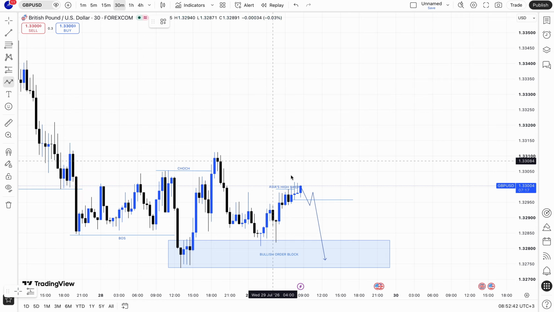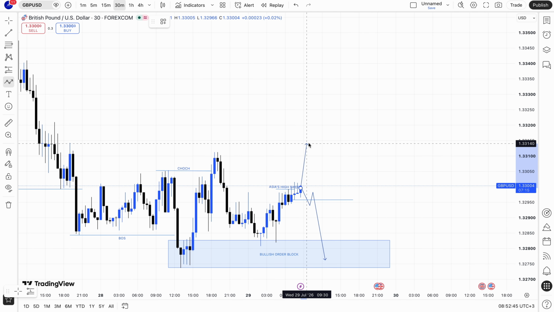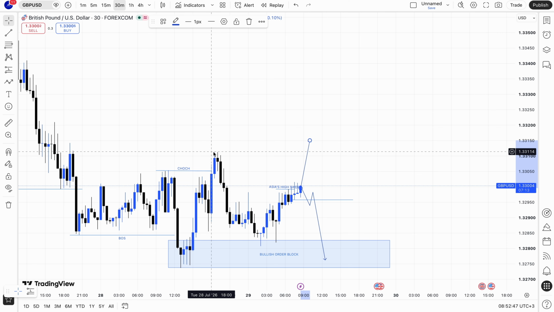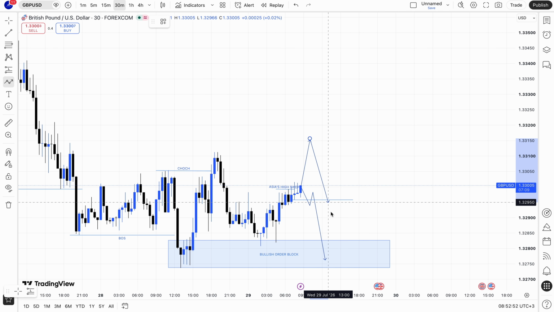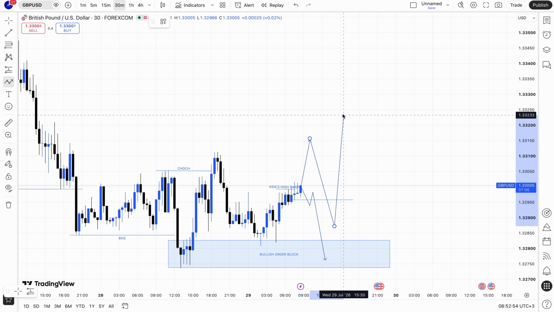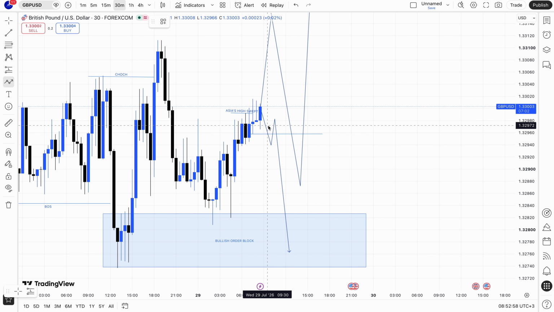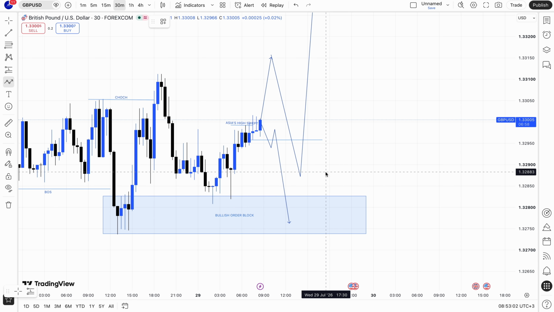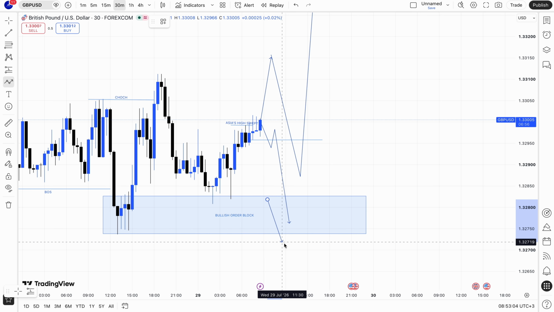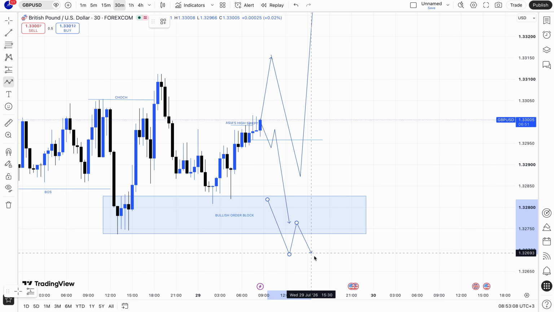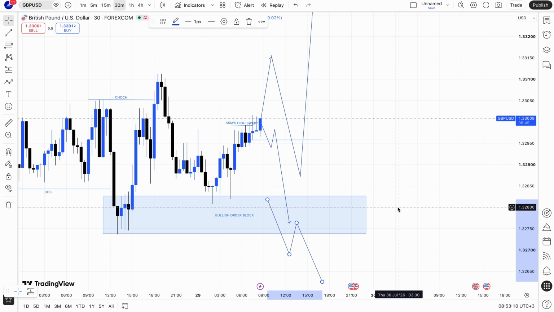Then scenario number two, if the price just goes up here, that means you're going to have another break of structure to the upside here. Then you're going to be focusing on the price tapping back here, then continuing up. That will be scenario number two. Then scenario number three, if the price comes back into this area and breaks this order block, we're going to wait for the break, then a retest, then a continuation to the downside. Those are the three scenarios, right?